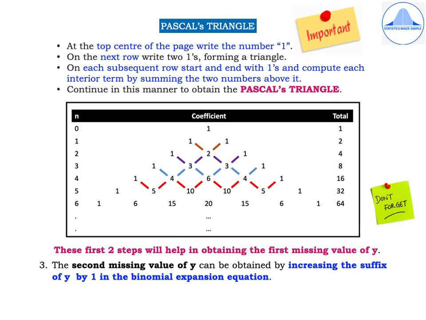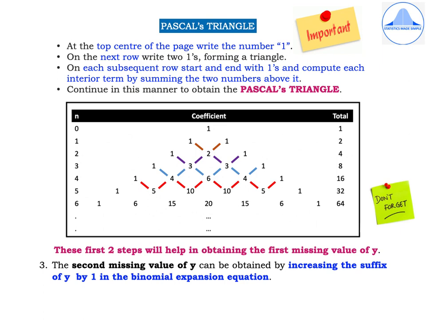Similarly, when n takes the value 5, when we add 1 and 4 as indicated by the red color lines, you get 5. 4 plus 6 is 10. 6 plus 4 is 10. 4 plus 1 is 5. And on either side of this 5, you introduce 1's. And when you sum up these values corresponding to n equal to 5, you get the total as 32.